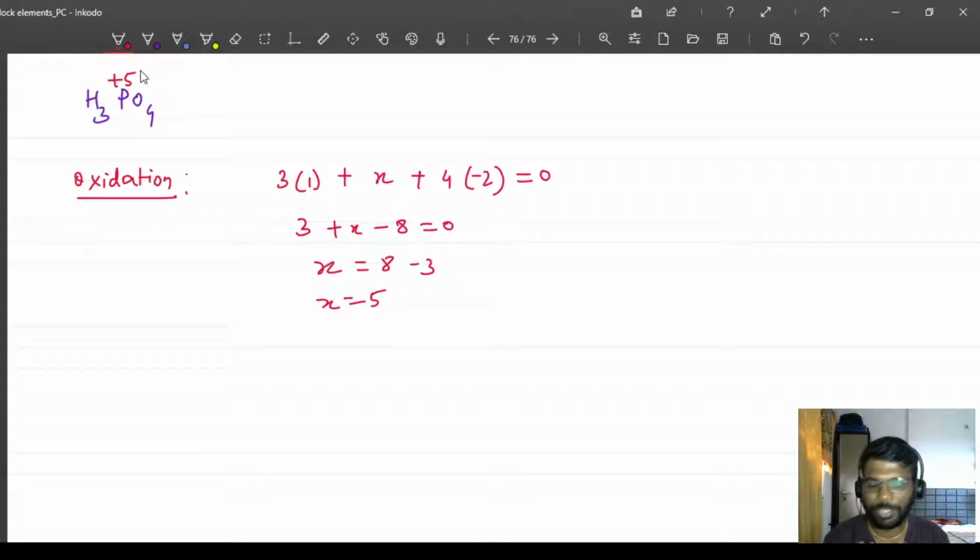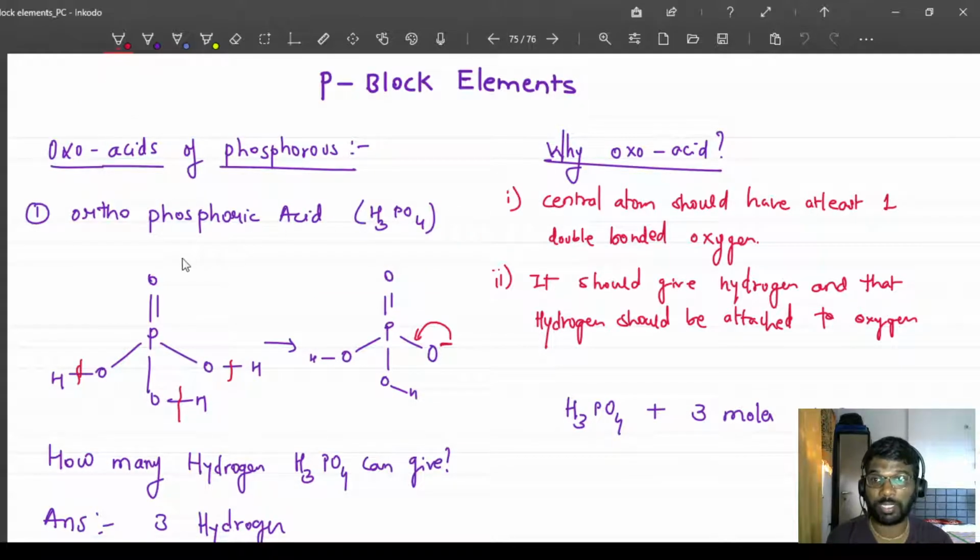See students, I have discussed one of the compounds, that is orthophosphoric acid, and it is the first oxoacid of phosphorus. We understood that at least one phosphorus-oxygen double bond should be there, and this is how the three hydrogens could be removed, and there will be development of negative charge on the oxygen, and that negative charge will be stable due to resonance with the phosphorus-oxygen double bond, where there is a presence of the pi bond.